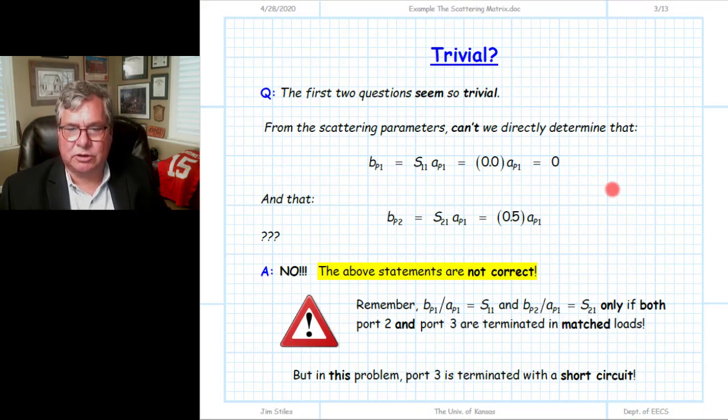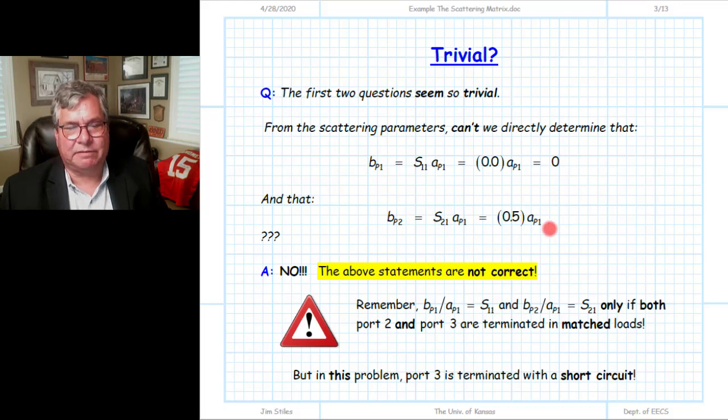At times students are tempted to say, well, gosh, this is an easy problem. S11 is simply equal to BP1 divided by AP1. And so if I know S11 is equal to 0, I simply multiply this normalized wave amplitude times 0 to get the first question answered, the value of BP1. And for the B wave at port 2, likewise, we can take the wave incident on port 1 and multiply by S21. That's given in the scattering matrix, right? It was 0.5, and that would be the value of this exiting wave or scattered wave B at port 2.